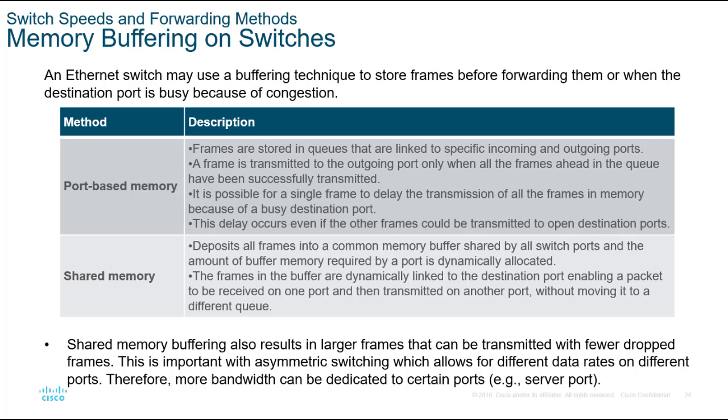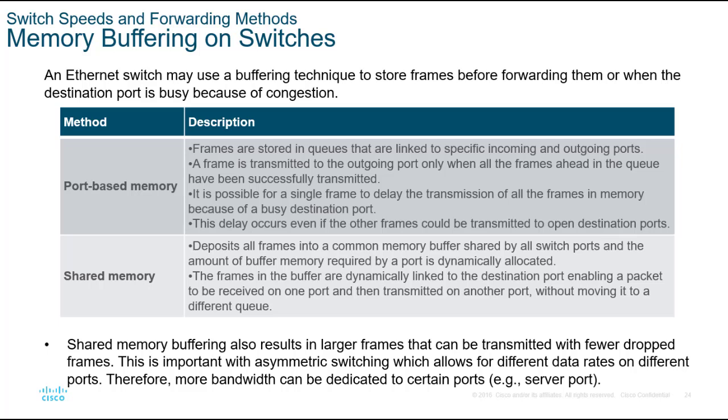With port-based memory, a busy destination port can cause a single frame to delay all the frames behind it from being transmitted. Shared memory is a buffering method which dynamically allocates buffer memory and keeps all frames in one memory buffer shared by all switch ports. Shared memory automatically links buffered frames to their destination port without changing queues. Shared memory buffering can store larger frames with potentially fewer dropped frames, which is helpful with asymmetric switching.